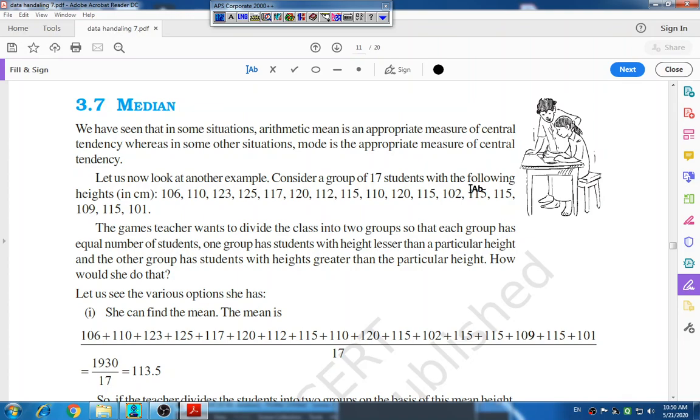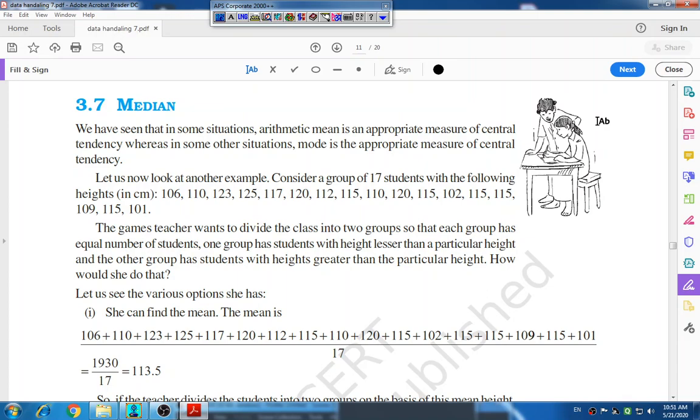The games teacher wants to divide the class into two groups so that each group has an equal number of students. One group has students with height lesser than a particular height and the other group has students with height greater than that particular height. How will she do that? Let us see the various options she has. Look here carefully. She can find the mean.